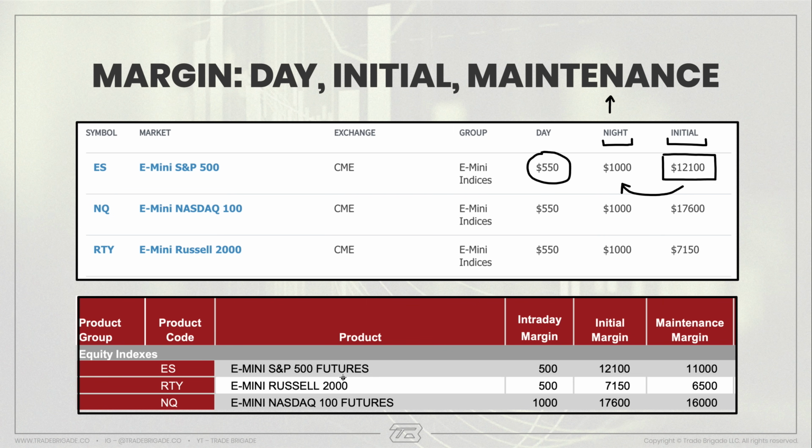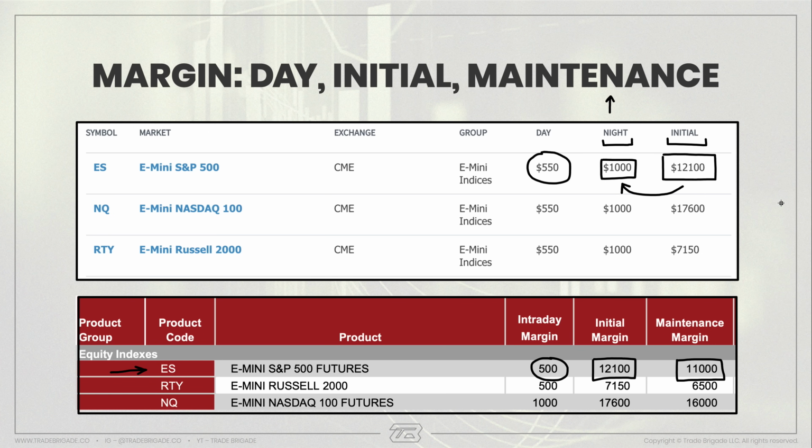Now, in our bottom example, again, we're looking at the same thing, the ES down here. Intraday margin or day margin is now only $500. It's $50 less than the broker above. The initial margin is still the same amount. Remember that that's always going to be the same because of the settlement issue. Now, in this particular broker as well, maintenance margin, you can see, is still $11,000, whereas here it's only $1,000.